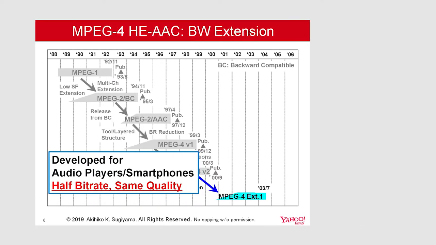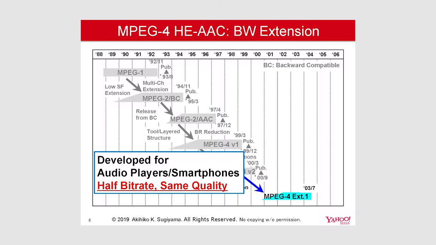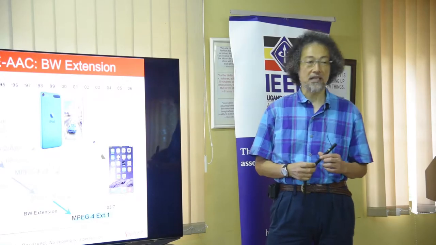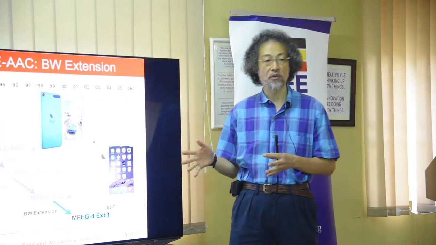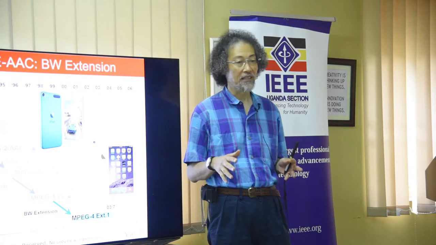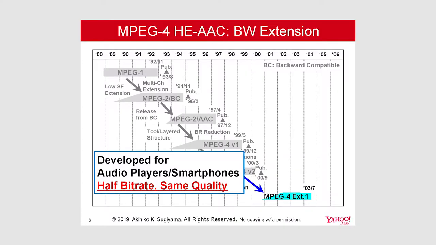Following MPEG-4, there was yet another standard called MPEG-4 HE-AAC. AAC is an acronym, as I said, for Advanced Audio Coding. So what does HE mean? HE means high efficiency. This standard is much more efficient than MPEG-4 AAC because it introduces a technology called bandwidth extension. In bandwidth extension, you transmit or utilize only the low frequency components. For the high frequency components, you do not transmit them or keep them in memory. However, when you recover the original signal, you can extract the whole frequency components. So that's what bandwidth extension means.